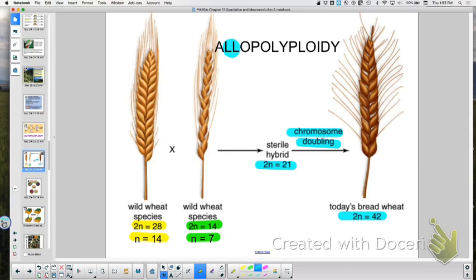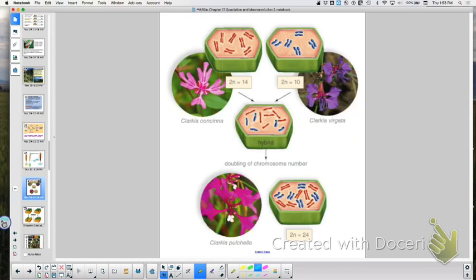Okay. All right, you're going to decide with your bio buddy, which one is this? Do it quietly so everybody gets a chance to think. Which one is this? Is this autopolyploidy or allopolyploidy? Decide with your bio buddy. And I said whisper.